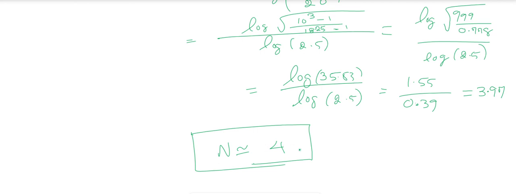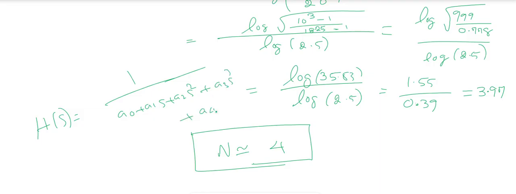Now N equal to 4 means you know how to take the transfer function: 1 by a0 plus a1s plus a2s square plus a3s cube plus a4s power 4. This is the order of the filter. Once you find the order of the filter, then form the transfer function. The a0 value is equal to 1 for all N, and find the polynomial coefficients a1, a2, a3, a4. Up to 6, I have given the table of polynomial coefficients. From the table you can take the coefficients.